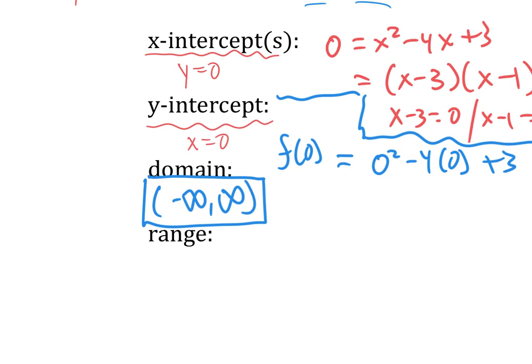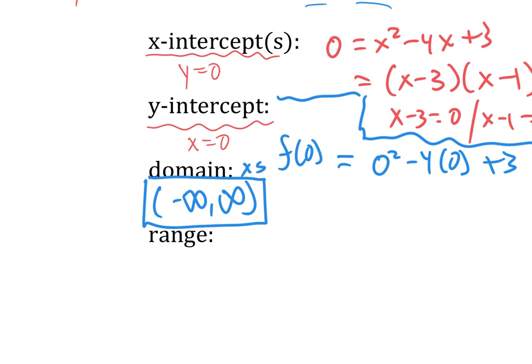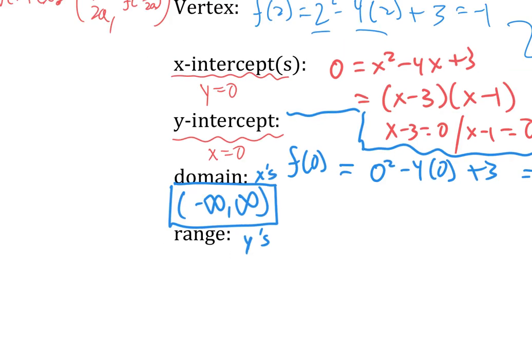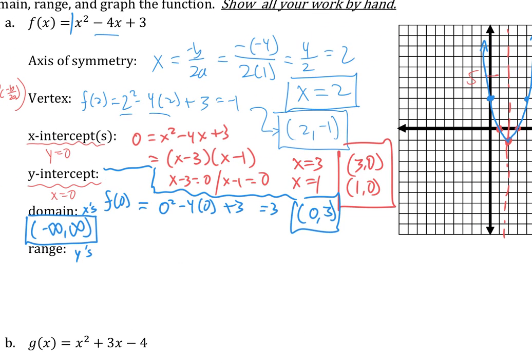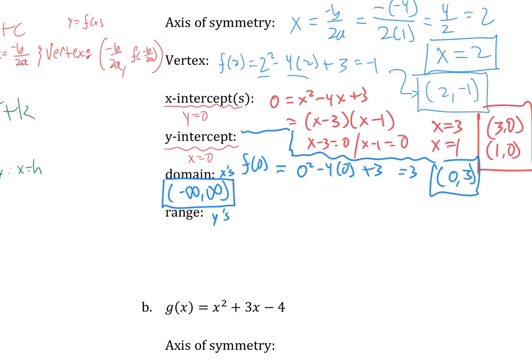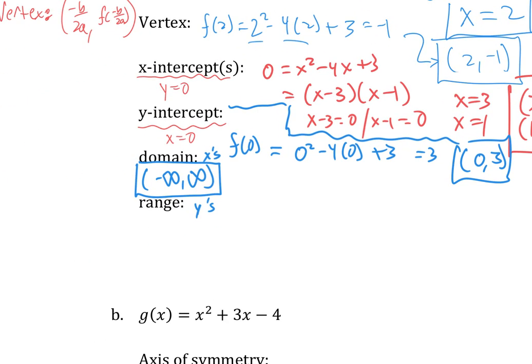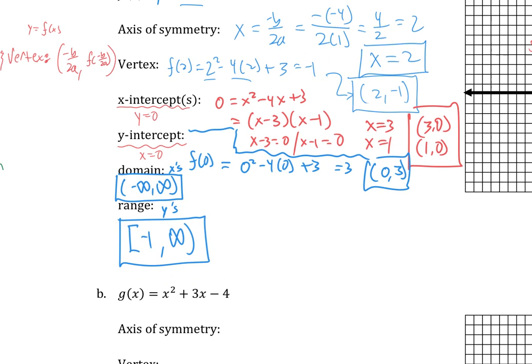The range is all the possible y values. So these are x's. These are y's. The possible y values, we'll notice it doesn't go below negative 1 over here. So the lowest y value we get is negative 1. But that is included, so we need a hard bracket, a square bracket there. And it goes up forever and ever. So there's our range.